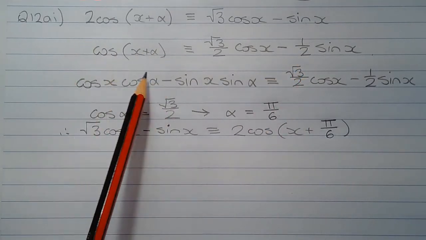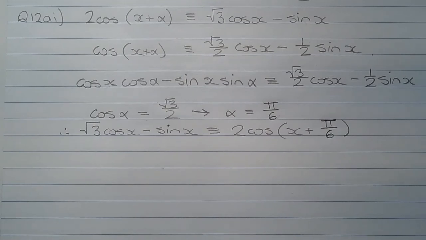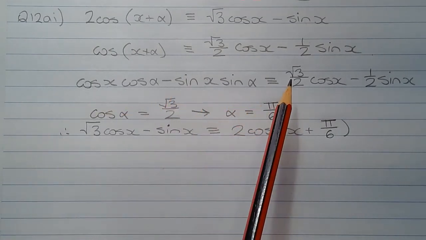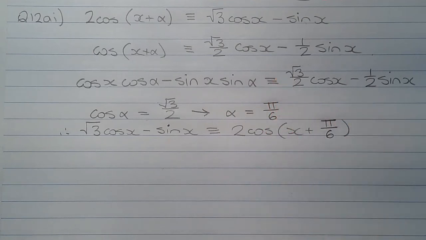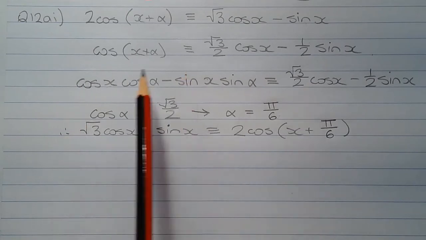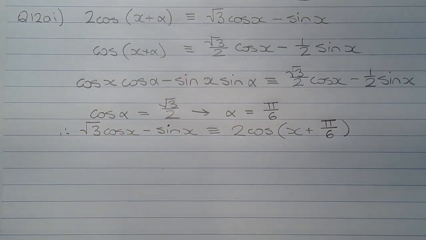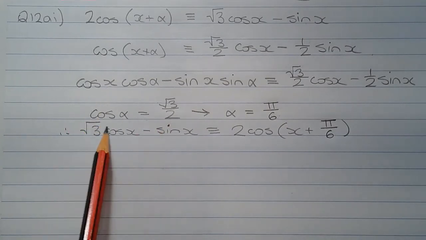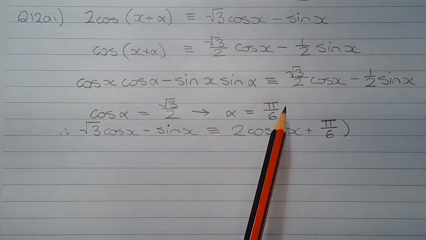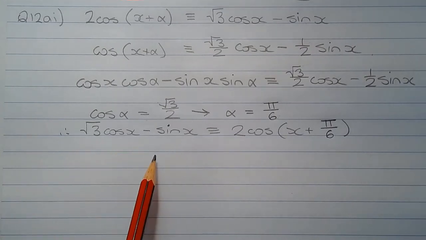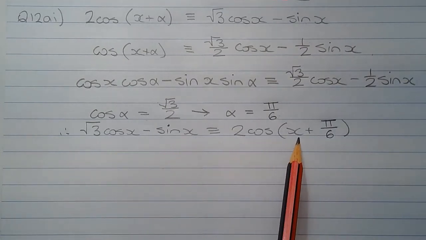Expanding the left-hand side of the identity using a compound angle expansion, we have cos x cos alpha minus sine x sine alpha is identical to root 3 over 2 cos x minus half sine x. Equating the coefficients of cos x on both sides of the identity, we have cos of alpha is equal to root 3 over 2. And taking the inverse cos of both sides of this equation, we have alpha is equal to pi over 6. Therefore, root 3 cos x minus sine x is identical to 2 cos of x plus pi over 6.